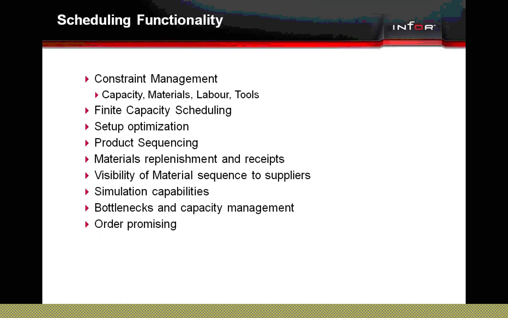Visual scheduling takes all of this functionality into effect as it does scheduling. We look at capacities of resources. We look at materials. We look at our labor force. We look at our tools and jigs and fixtures and the things that are required in order to schedule efficiently for your environment. We can run finite capacity as well as infinite capacity. We can do optimizations. We can do product sequencing. Material replenishment and receipts have a huge effect on scheduling, and that is one of the functions that visual scheduling takes into account in scheduling your shop floor.